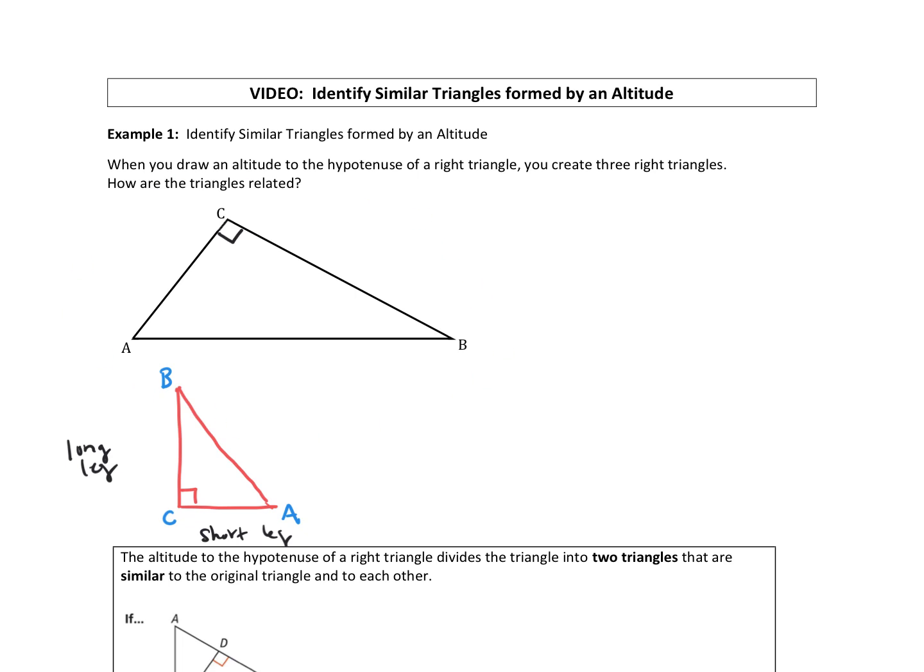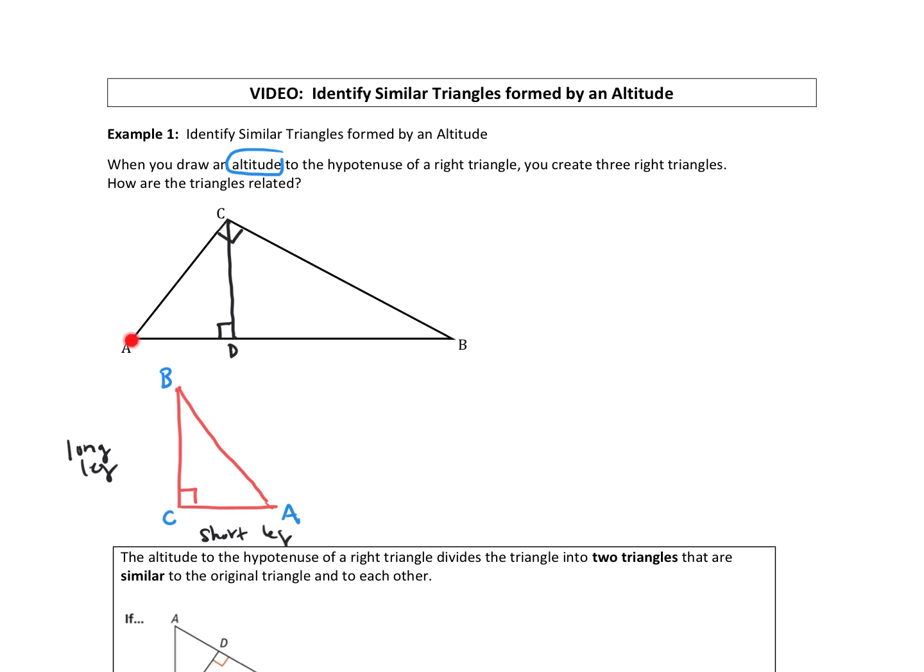So what we're going to do is draw in an altitude to the hypotenuse of the right triangle. The way that this triangle is drawn is actually helpful because our hypotenuse is horizontal. What an altitude does is it goes from a vertex and it hits the opposite side and forms a right angle. So it's actually going to come from our right angle, it's going to hit this hypotenuse. So let's draw in. This is the altitude and it forms a right angle. Let's go ahead and label that D.